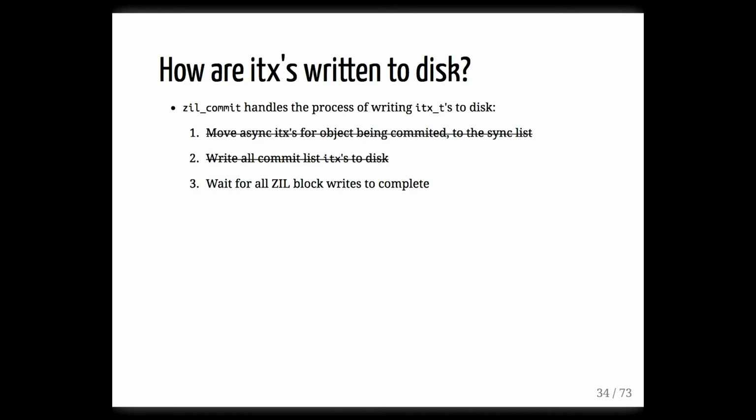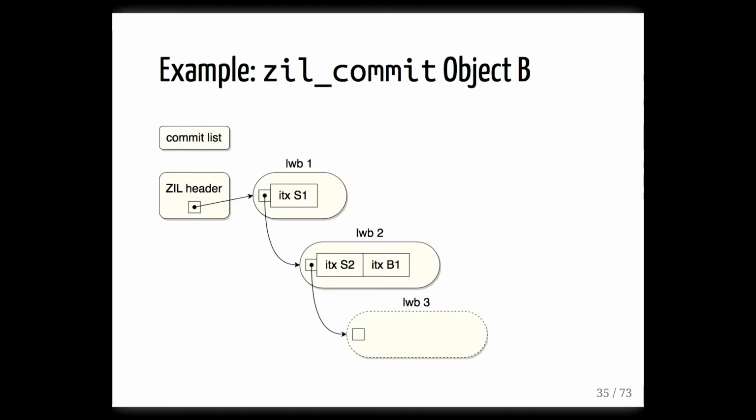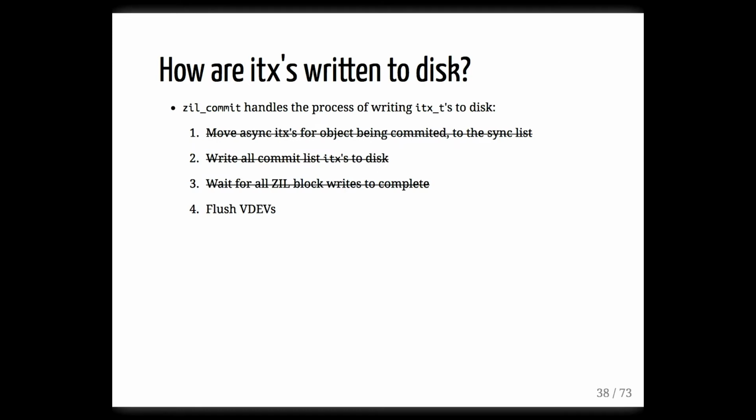Now, after we've issued all ZIL blocks to disk, we must wait for them to complete. The blocks can complete in any order. Here, LWB2 completes first, and then LWB1. At this point, all blocks have completed, so it's time to issue a disk flush to the VDEVs involved. So we flush the VDEVs, and once those complete, we can notify any waiting threads, letting them know that their data is safe on disk.